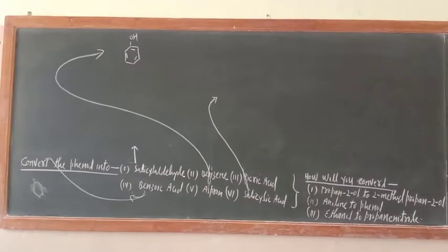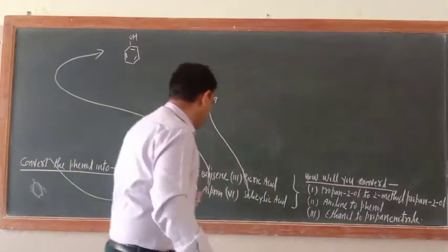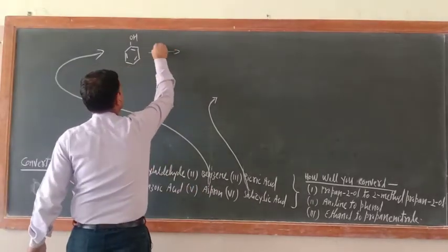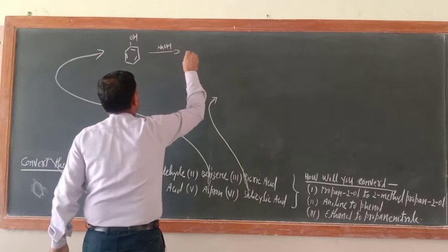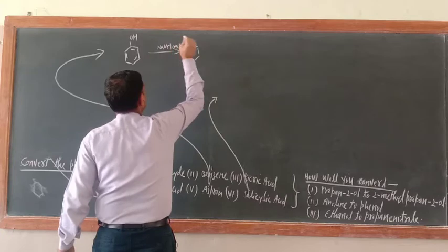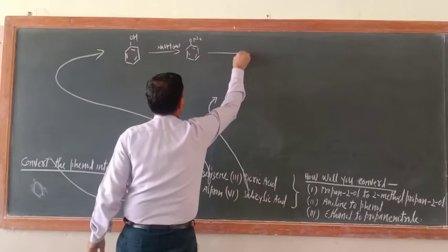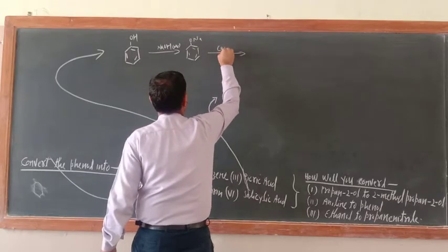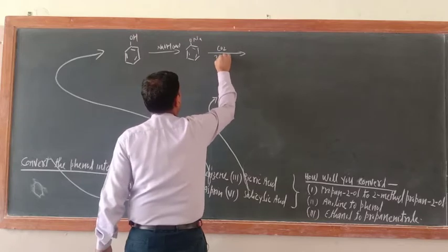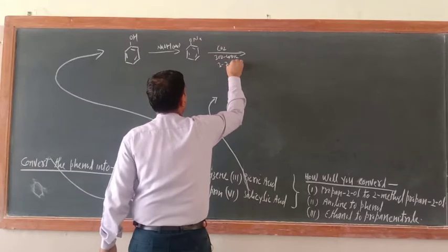Now, conversion of phenol into aspirin. This is one type of drug. This is phenol. First convert this into sodium phenoxide. So treat with aqueous NaOH. This is ONa. Now Kolbe's reaction, CO2. What is the condition for the Kolbe's reaction? 300 to 400 Kelvin temperature, 3 to 7 atm pressure.